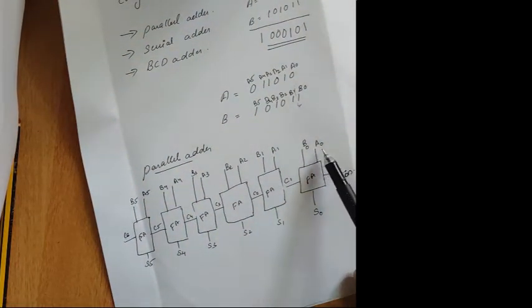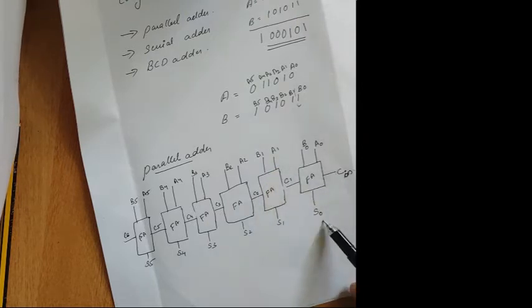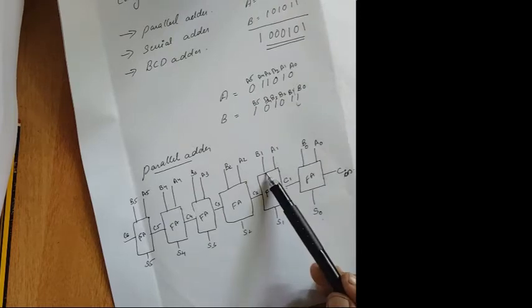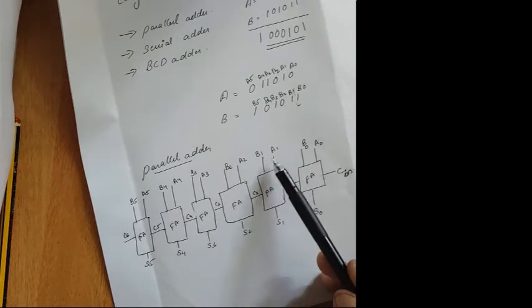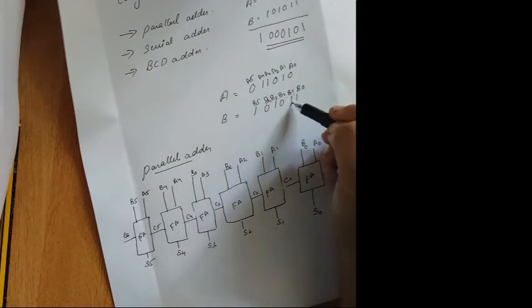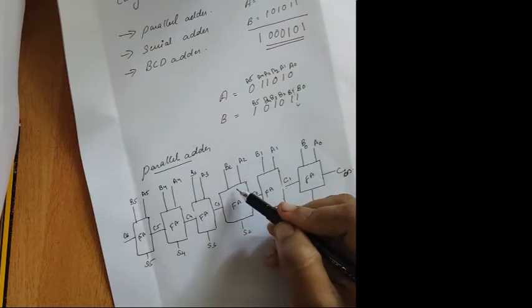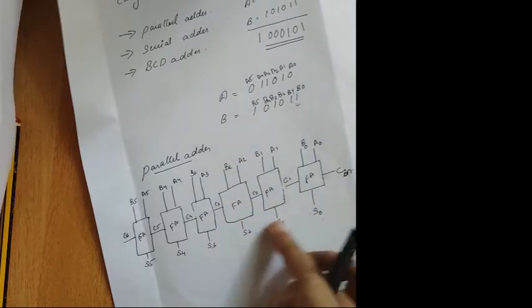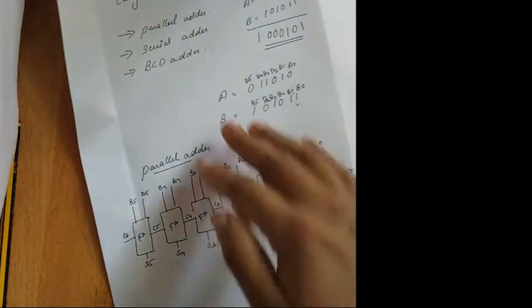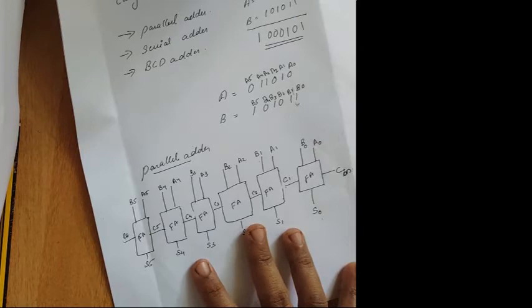First you are adding A0, B0 and you get sum S0. If there is a carry, it will go to the next data. Then you are adding A1 and B1. Whatever function you do over here with A1 and B1, you will get a sum and the carry will pass to the next section. So like that, this is a parallel adder. Whatever inputs you have, you give them parallelly at the same time. This is the parallel adder.